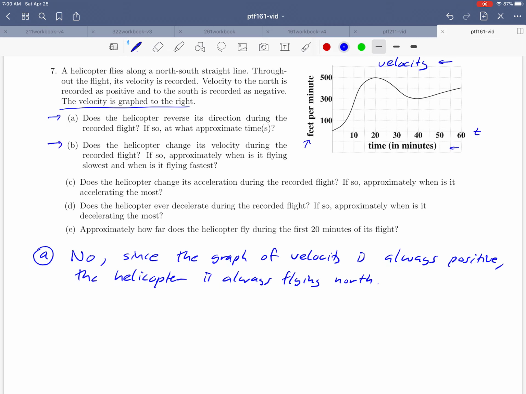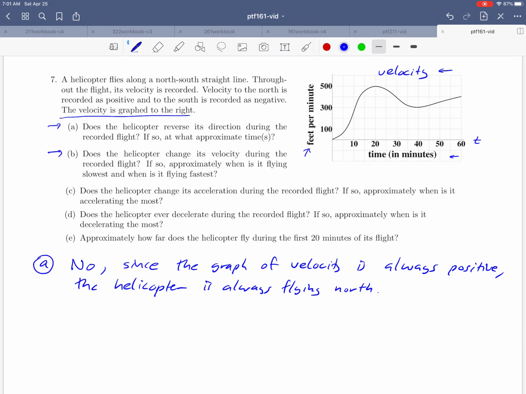And B, similar question, but now they're asking us about velocity. So does the helicopter ever change its velocity during the recorded flight? Remember again that the graph that we're given here is velocity. So it's like asking you, do the output values of this function change with time? And certainly they do. We start down here with a velocity of 0. We work our way up to a velocity of 500 feet per minute, and you can see that the velocity is constantly changing as our output values change. So here the answer is definitely yes.